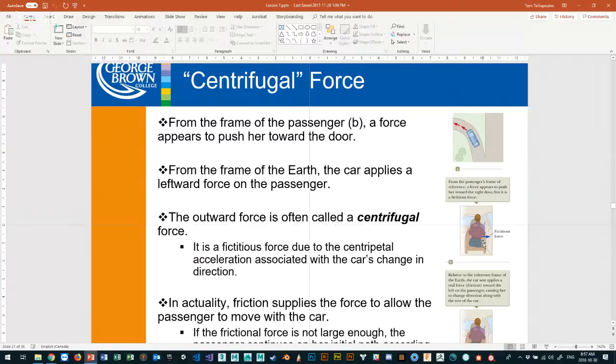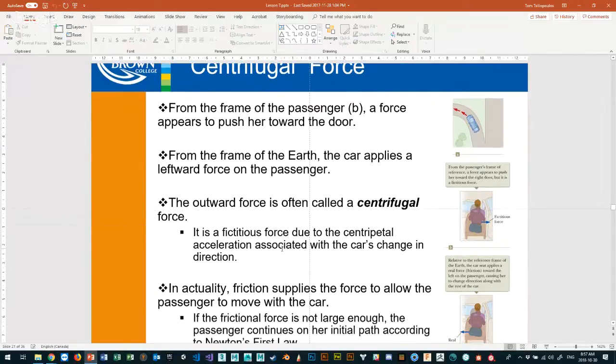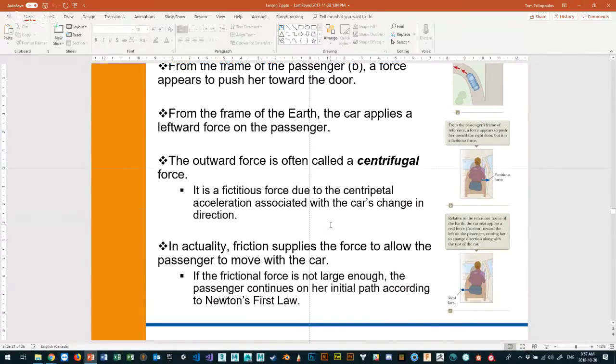Anyway, you tend to feel this fictitious force that wants to send you flying outside of the car, and that's why we have seatbelts, right? We have seatbelts because of this idea of a fictitious force: you're feeling forces that are on you because you're inside. The centripetal acceleration, associated with the car's change in direction, is giving you this centrifugal force, right? Again, do we really care about this stuff for us? Well, you know what it says?